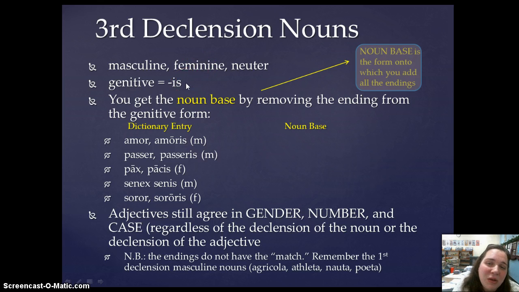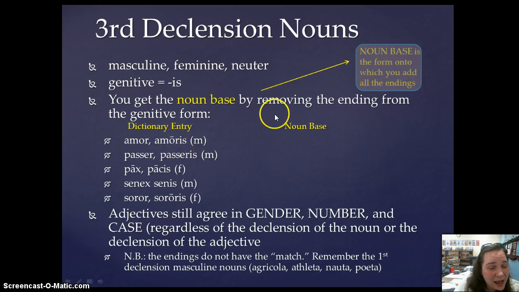Now, remember that you can always tell what declension a noun is in from its genitive singular ending, which is the second form in the dictionary entry. And all third declension nouns have a genitive singular ending of is, okay? And that's how you know that they're third declension. You also need that second form in the dictionary entry because you get the noun base by removing this is ending from the genitive form.